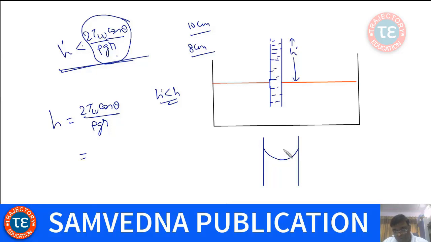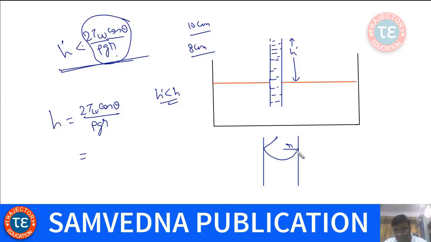Concave meniscus. So this is your what? This is the radius of the capillary tube, and this is, say, a part of a sphere. Suppose the radius of curvature of this is... how do you find the radius of curvature? You just produce this surface and make a complete sphere, and then find the radius of that sphere.